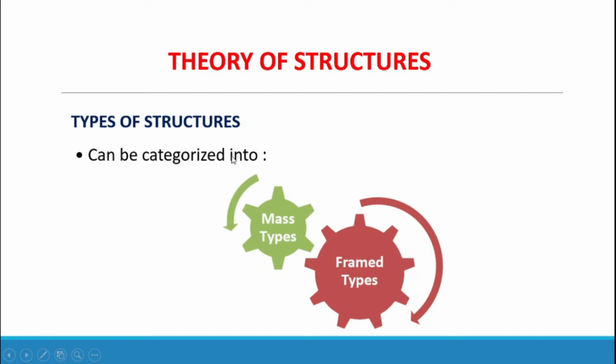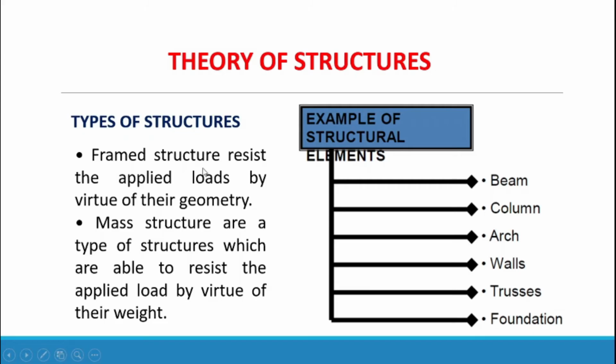Types of structures can be categorized into mass types and frame types. Frame structures resist the applied loads by virtue of their geometry, while mass structures are a type of structure which are able to resist the applied load by virtue of their own weight.